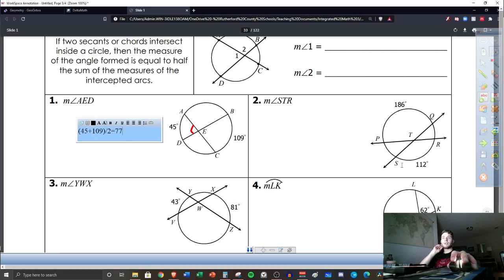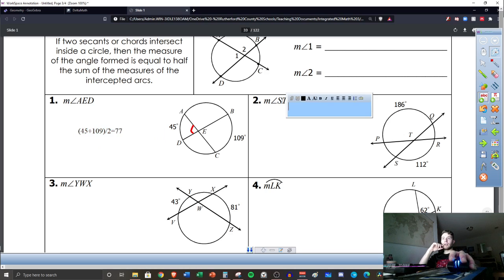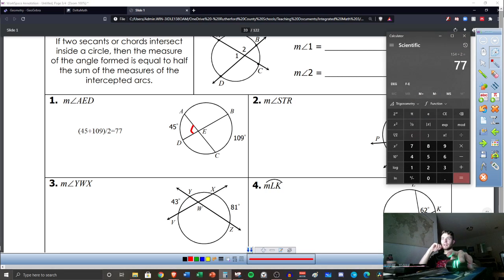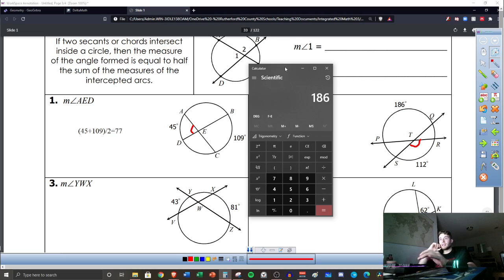We go over here. So secants work the same way. We have the same properties. It's just that secants go on forever. So we want to find angle STR. We're trying to find this angle here. Well, we add them and divide by 2 to get that angle. So it's 186 plus 112 divided by 2. It's 149. That's what that one's going to be.